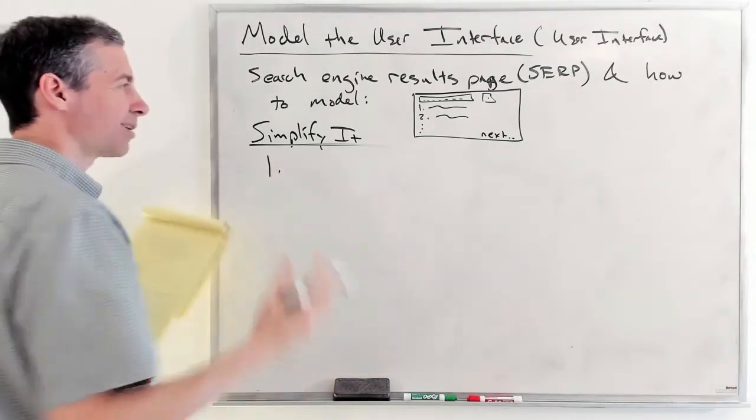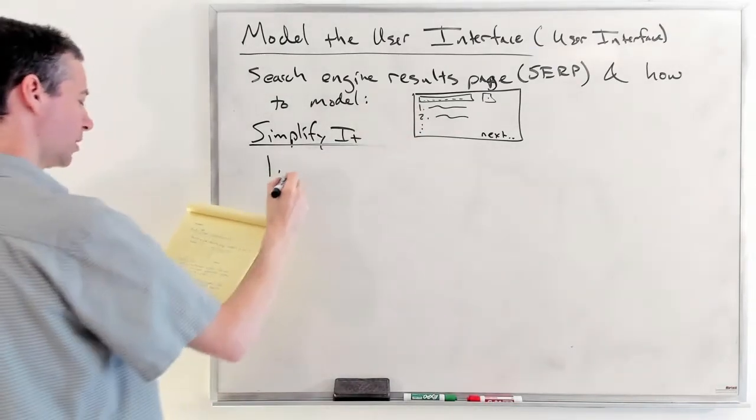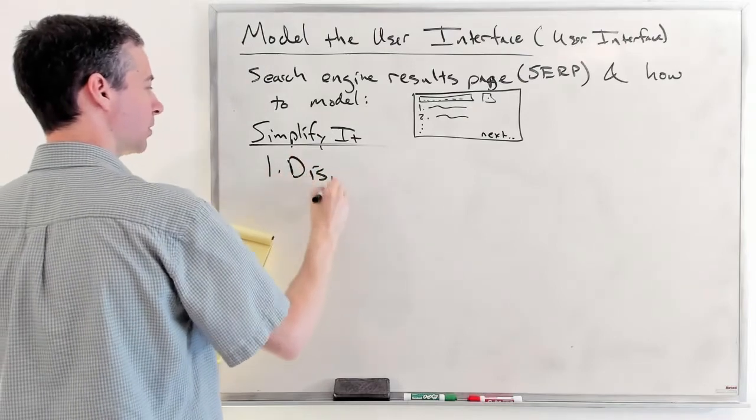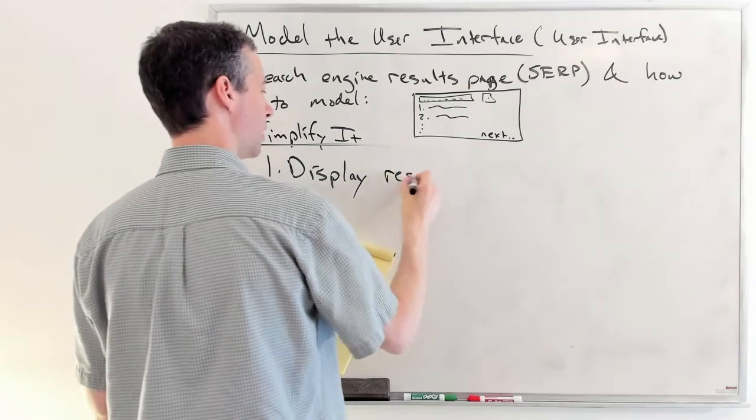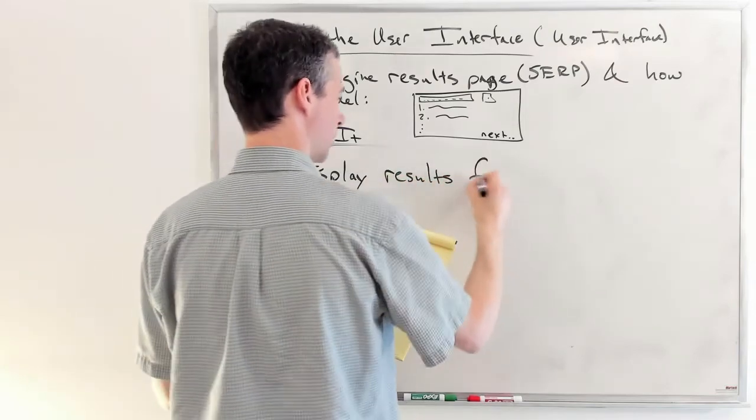So how can we do it? Again, I already said this, but what we're going to do is our simple interface that we're going to model is just going to simply display results, so search results from a query.